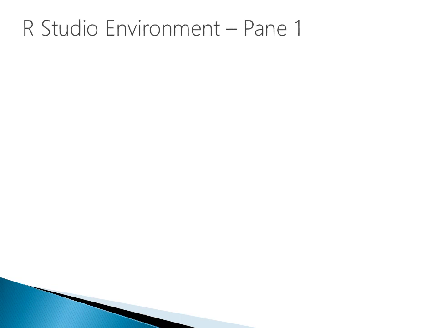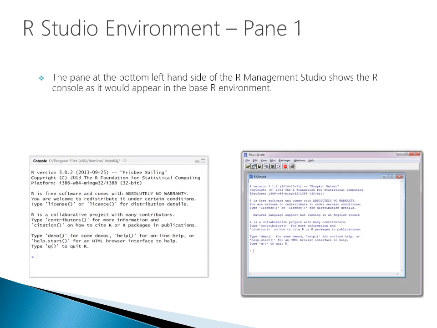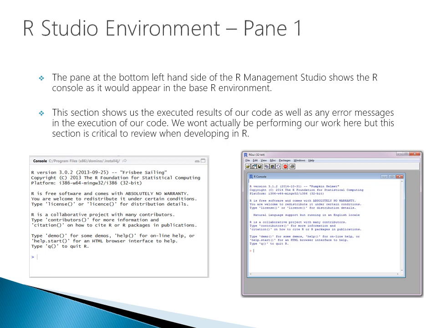If we're talking about the first pane, the first thing I noticed is that the bottom left-hand side of RStudio shows the R console as it would appear in the base R environment. If you remember when we opened up base R and the prompt that was in front of us in the R console, what we're seeing in RStudio is exactly the same thing. This is RStudio just showing us the R console.